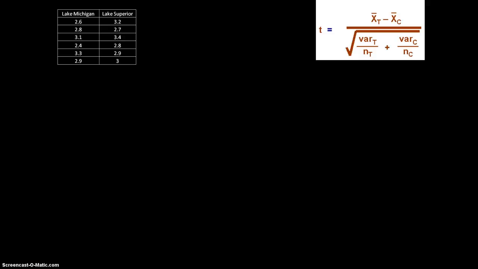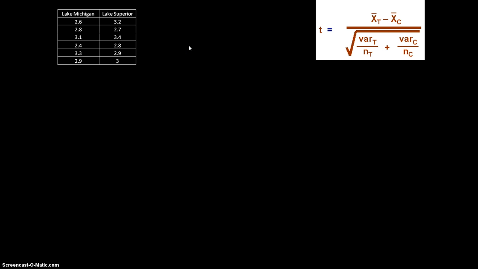Okay, so let's say we want to do a t-test by hand. Over here we've got our equation for doing the t-test, and let's say that what we want to do is compare the phosphate concentration of Lake Michigan to the phosphate concentration of Lake Superior. So according to our t-test, the first thing that we're going to need to do is get the averages for each of our two values.